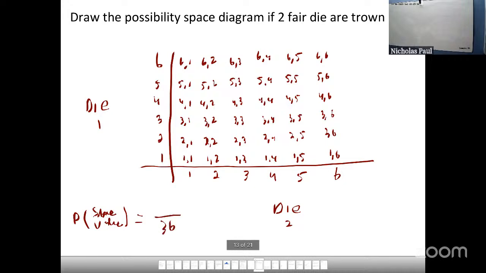And how many with the same value? 6, right? Okay, what you can do, right? With a possibility space diagram, it's easy for you to kind of pick them up. Okay? So the probability of obtaining the same value is 6 on 36, or you can simplify it if you want, right? Are you okay with that, Joseph? Sabira, are you okay with that?